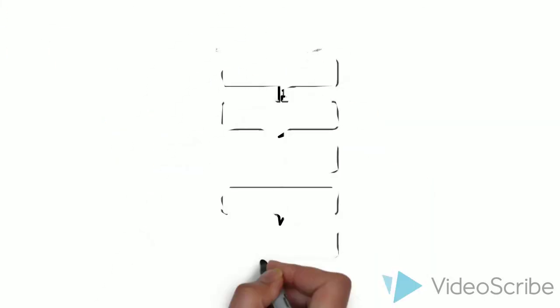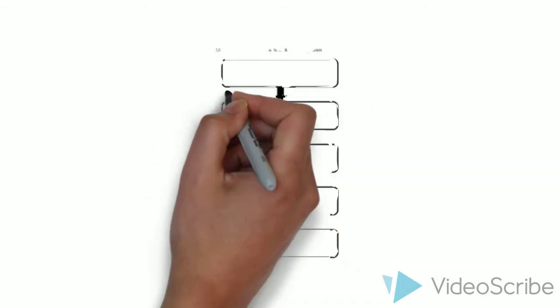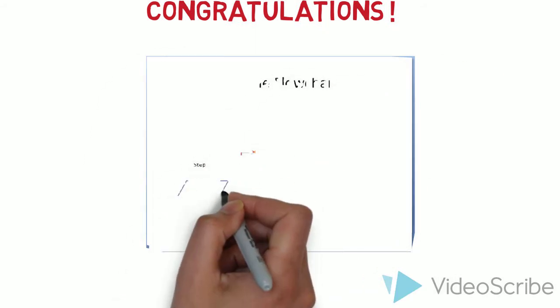Step 5. Draw arrows between the shapes to show the direction of flow from one activity to another. Congratulations! You have successfully drawn a flowchart. Your flowchart should resemble something like this.